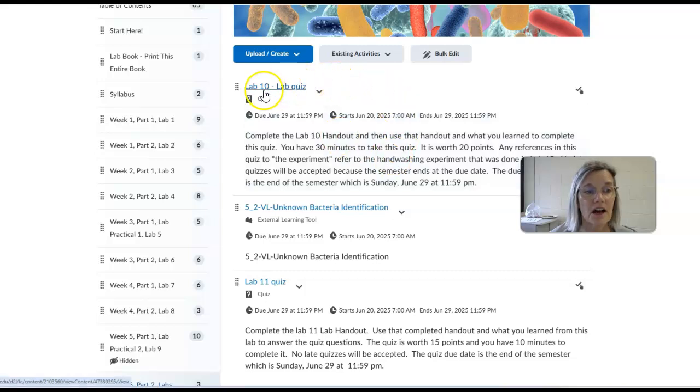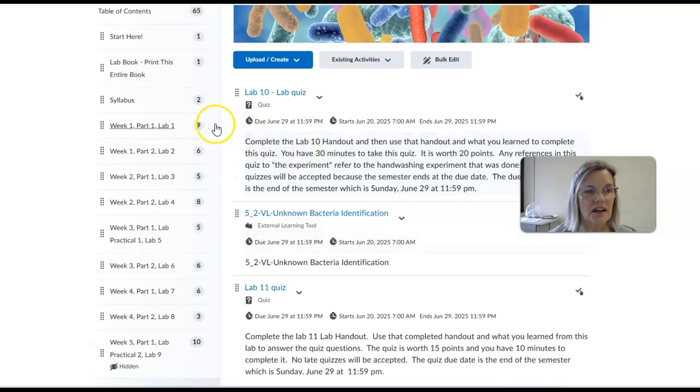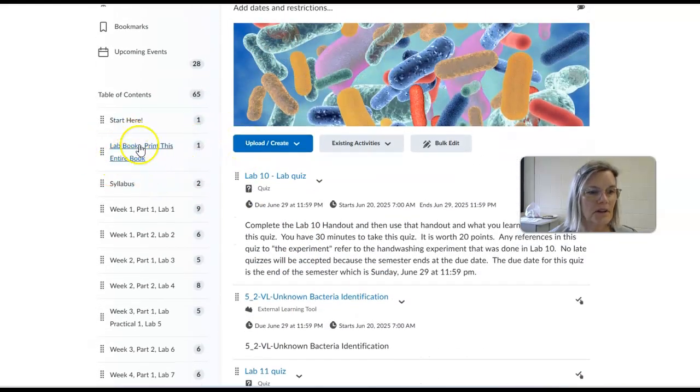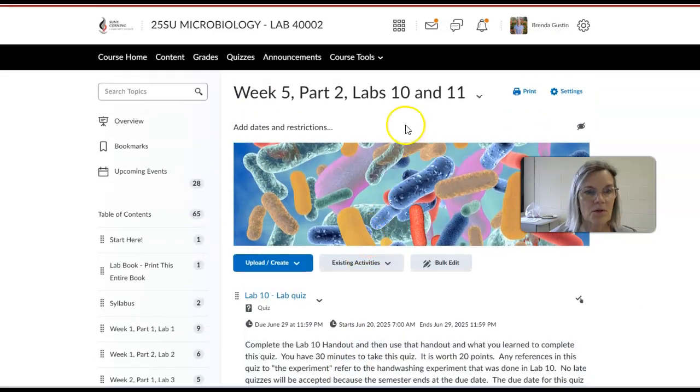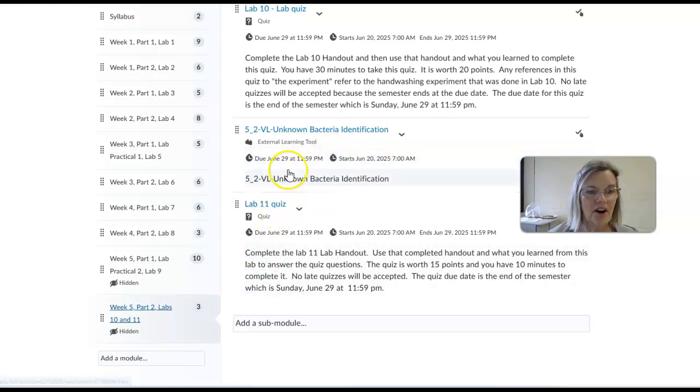Okay, so make sure you fill out your entire Lab 10 handout and then take the lab quiz with your completed handout. In addition to that, we do a little bit of unknown bacteria identification, and there's a virtual lab, and there's some materials on Lab 11 from the lab book to follow through for this. So this week we're doing week 5, part 2, we're doing labs 10 and 11. So lab 11, there's just the one virtual lab, and then there's also a lab quiz that you're going to take from the answers directly from your lab handout. Okay, so once you're done that, you are done all your lab materials for summer microbiology.